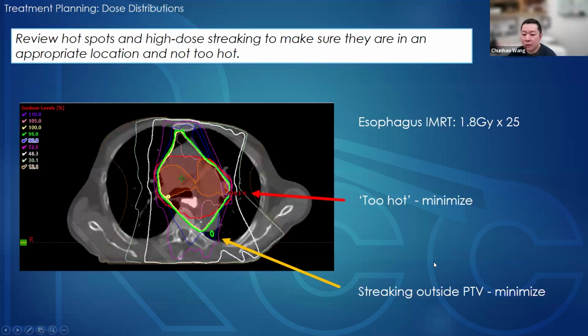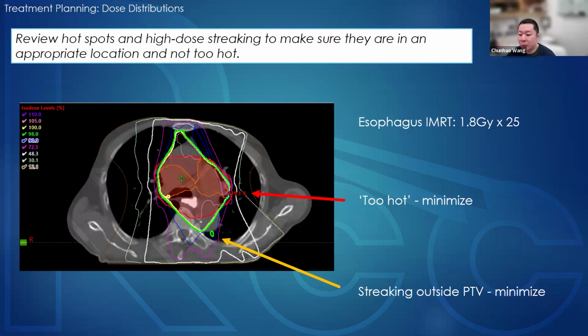So this is an example of static IMRT treating esophagus up to 45 gray. So this is a problematic plan with multiple issues. First, you can see the hotspot is nearly 120%, which is very hot. In addition, instead of centering at the target, it's at the target edge and so close to the lung. So this is definitely not acceptable.